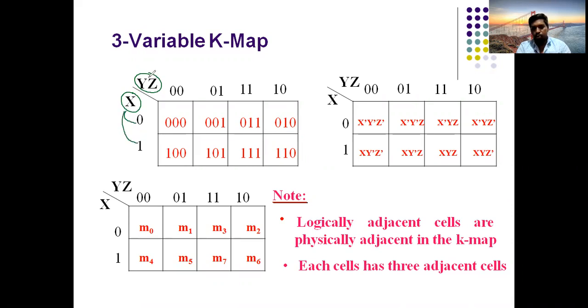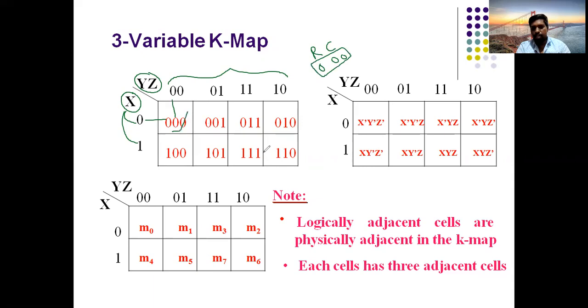As I'm having two variables involved, I will follow the gray code mechanism. Now you write the address of this cell as the row value plus the column value. See, row value, column value. What is the row value? 0. What is the column value? 0, 0. So when you combine them, you will get 000 as the address. So 000 is the address.